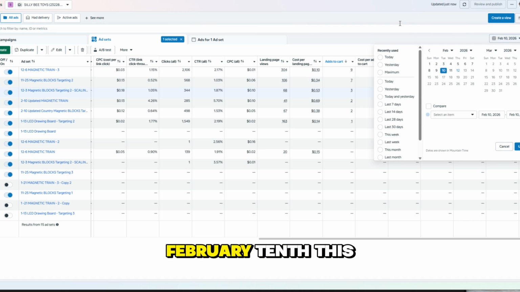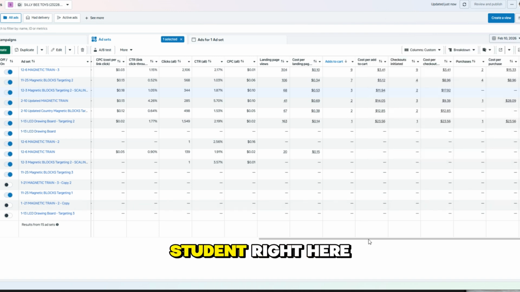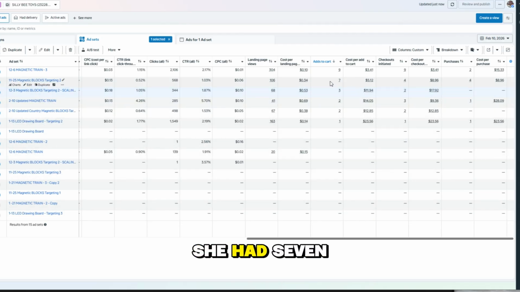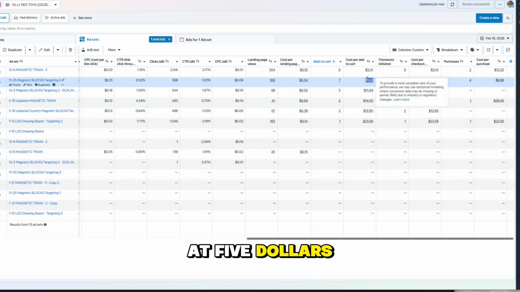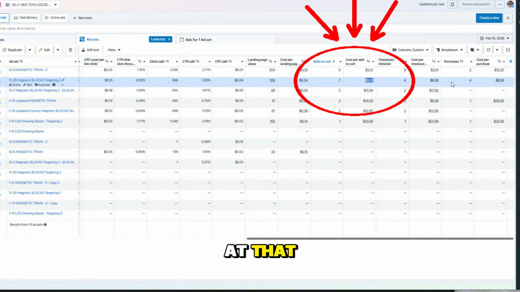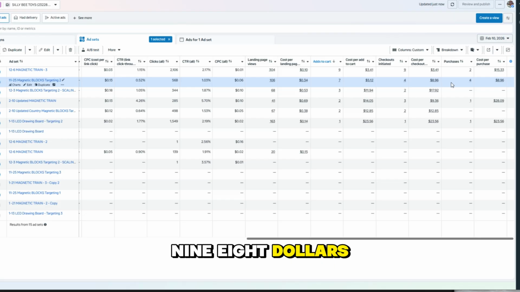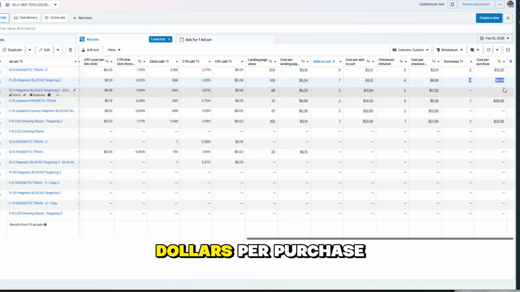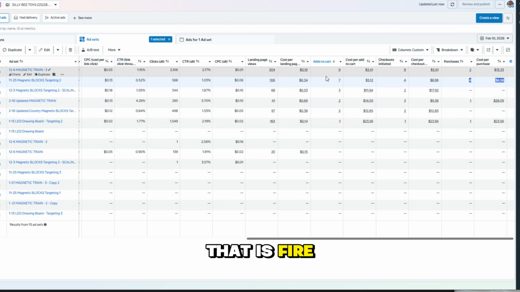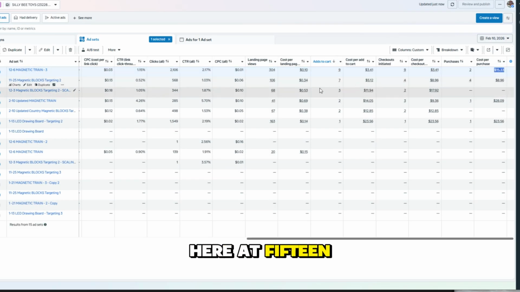Let me give you guys a perfect example of when a great day to scale was in this ad account. So February 10th, this student right here, Stephanie, look at this. She had 7 add to carts at $5 per add to cart that day. Look at that. She had 4 initiate checkouts at $8. She had 4 purchases here at also $9. $9 per purchase, guys. That is fire. This one up here is fire too. $3 per add to cart, $3 per initiate checkout, and 2 purchases here at 15 bucks.